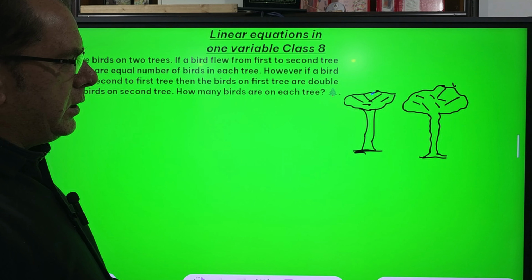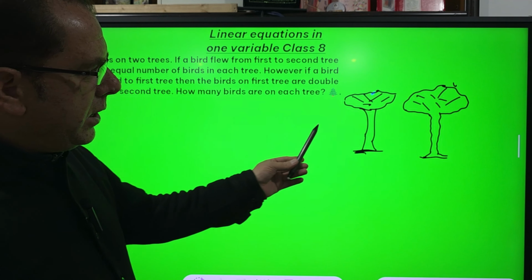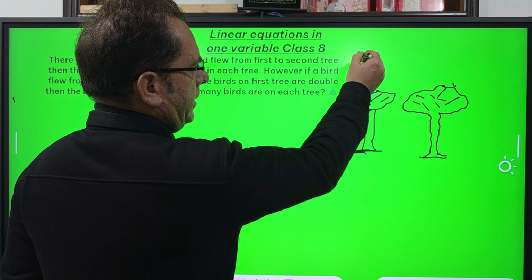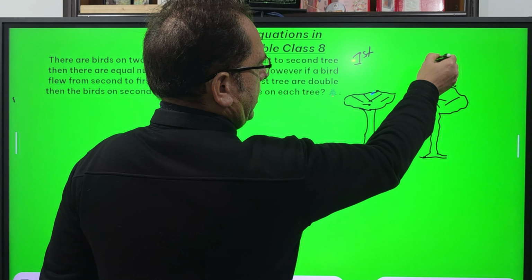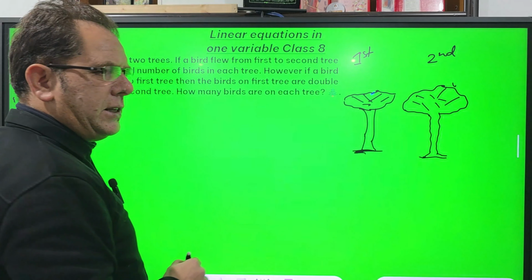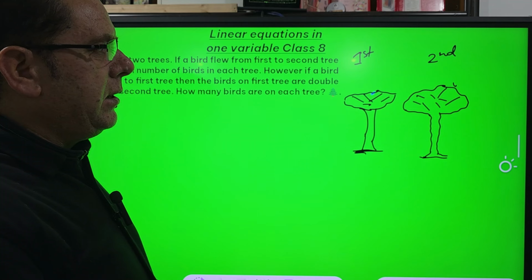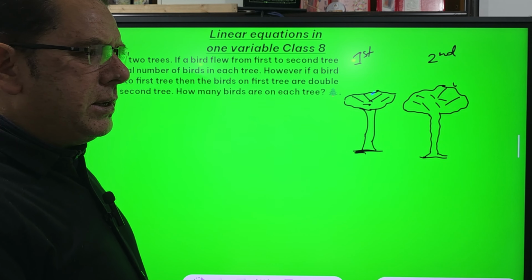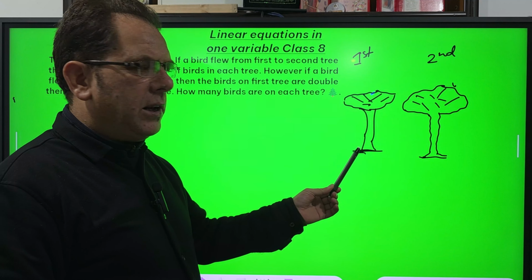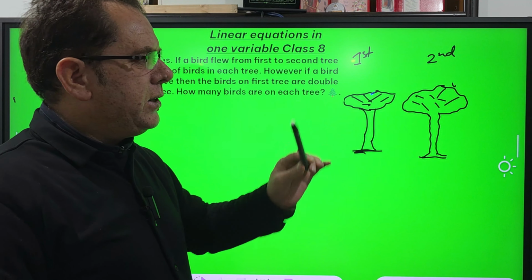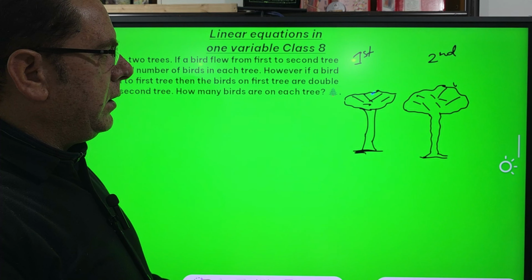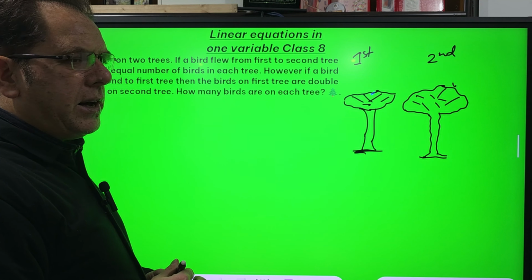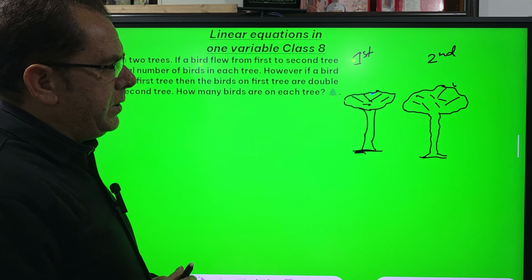In this question, the question says that there are two trees. This is the first tree here and this is the second tree here. On these two trees, there are birds sitting on each tree, and we have to find the number of birds sitting on the first tree and the number of birds sitting on the second tree. How many birds are there in the first and the second tree?